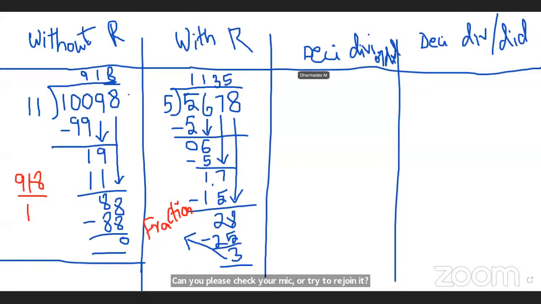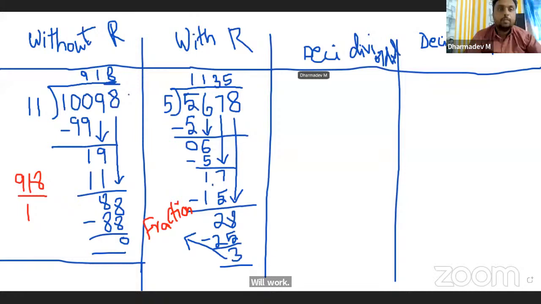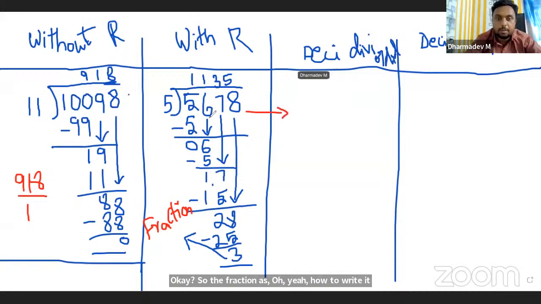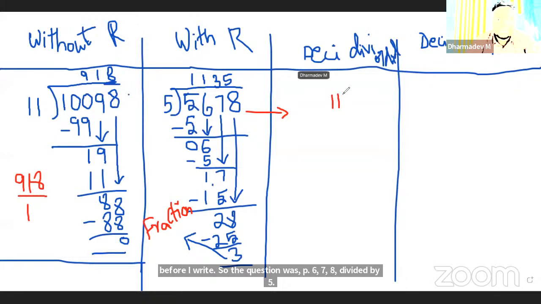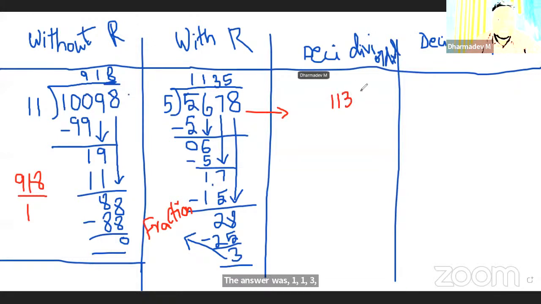Okay. So the fraction is over here. How to write it? Yeah, the remainder is 3. We will come to the decimal point. So before I write, the question was 5678 divided by 5. The answer was 1135, and I write a line over here to say that the remainder is 3.